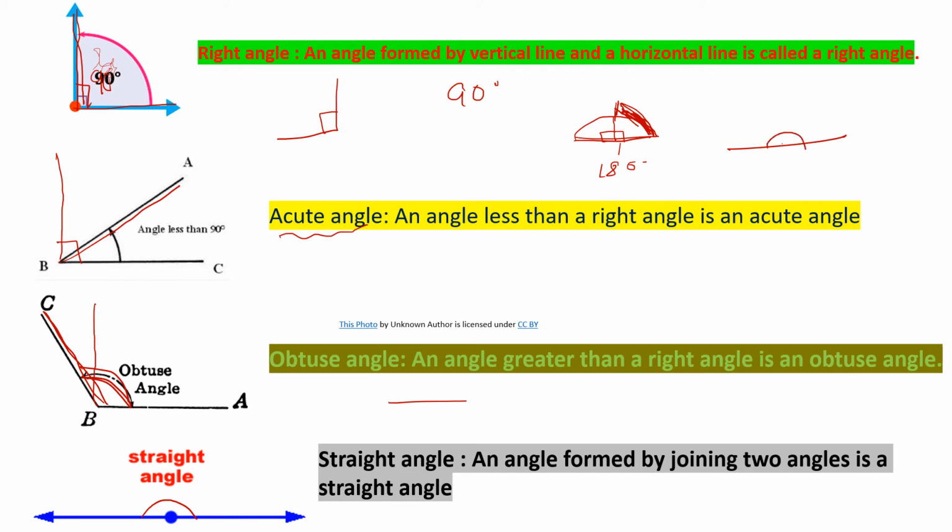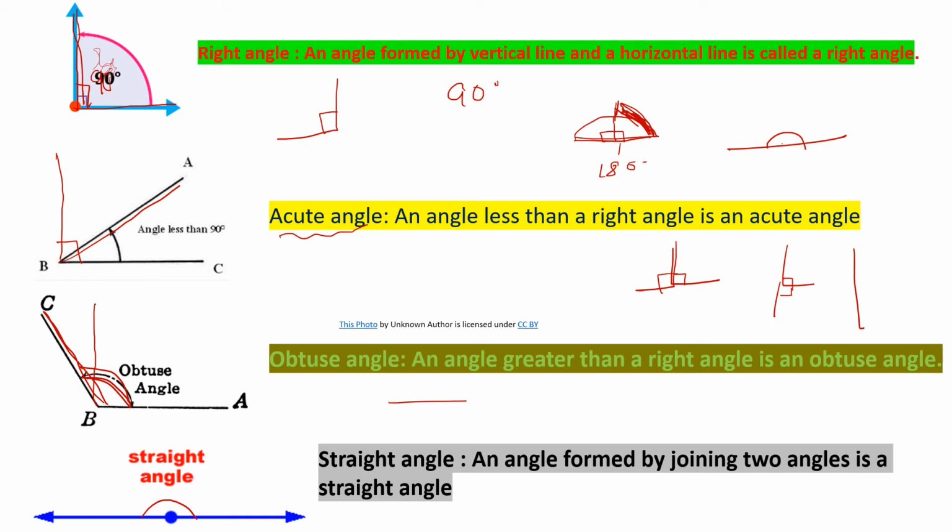Got it, children? A 180 degree angle means when we are joining two angles, it is a straight angle. Here we are joining two angles, this one and this one. So these are the two angles. We can make it this way also, and this way also. This is also a straight angle. Got it, children? So very easy to understand.